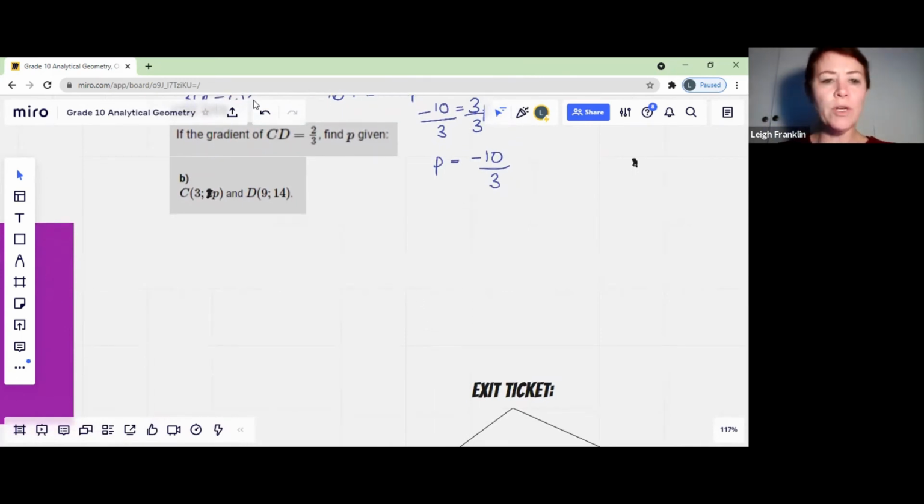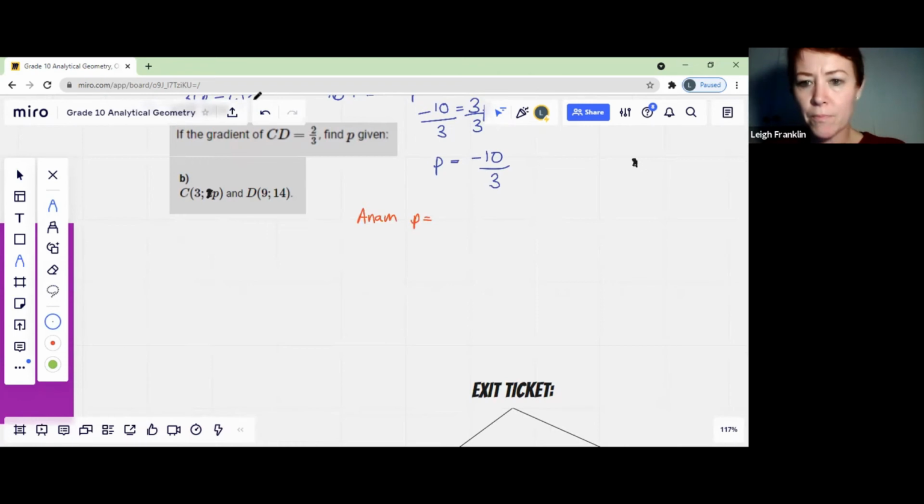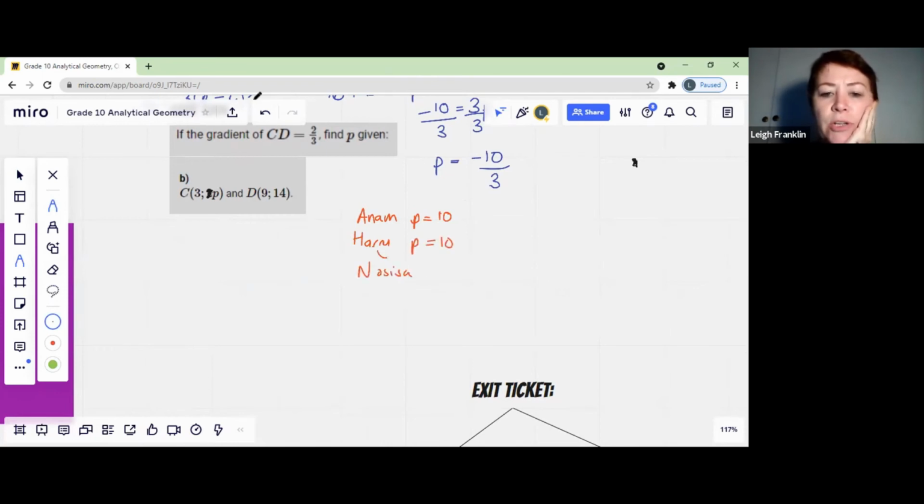Okay, so Anam, what did you get as an answer for P? Anam says 10. Harry also got 10, and Nasisa got 10 as well. I changed the question at the last minute, but if you all got 10, then 10 was the right answer. And I got negative 10. Sam says P is equal to negative 10.